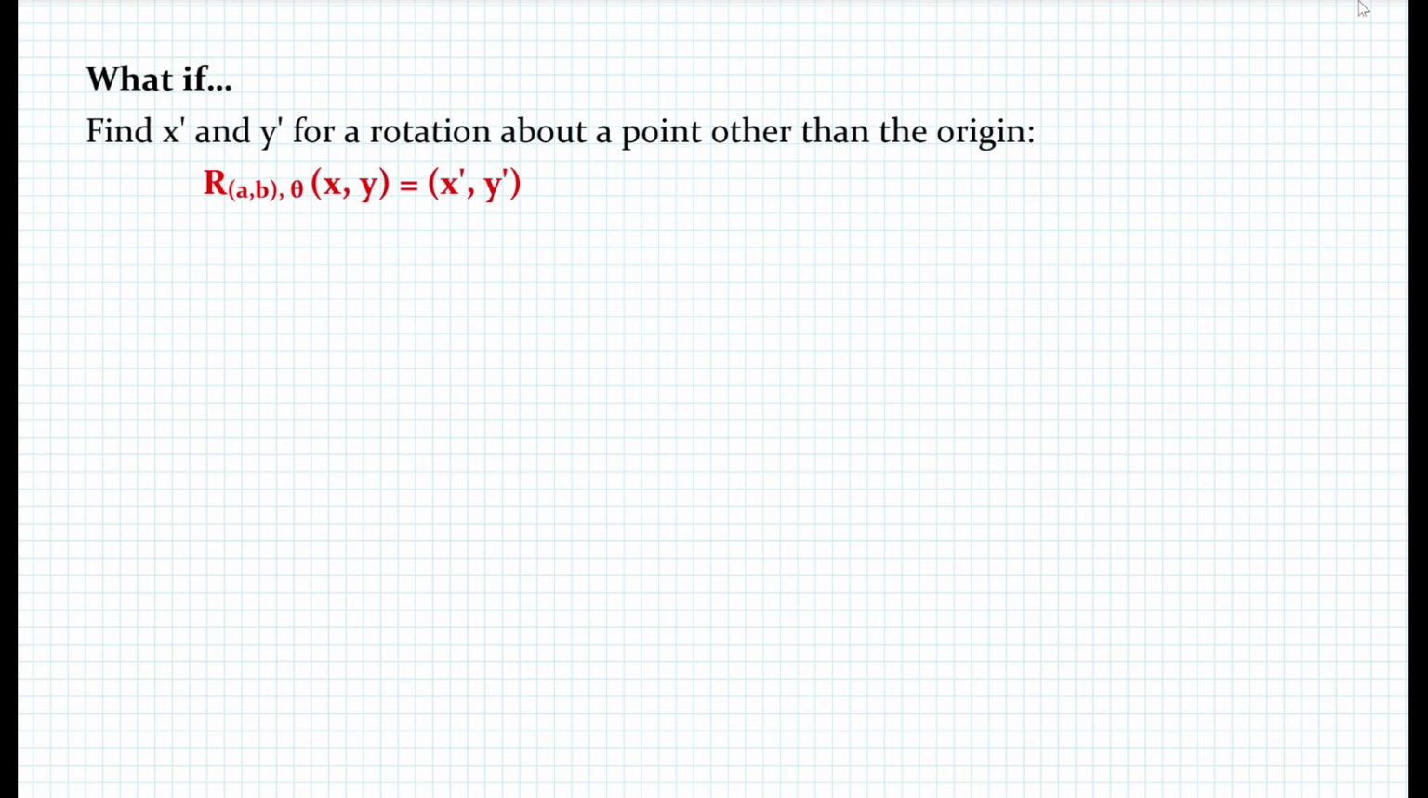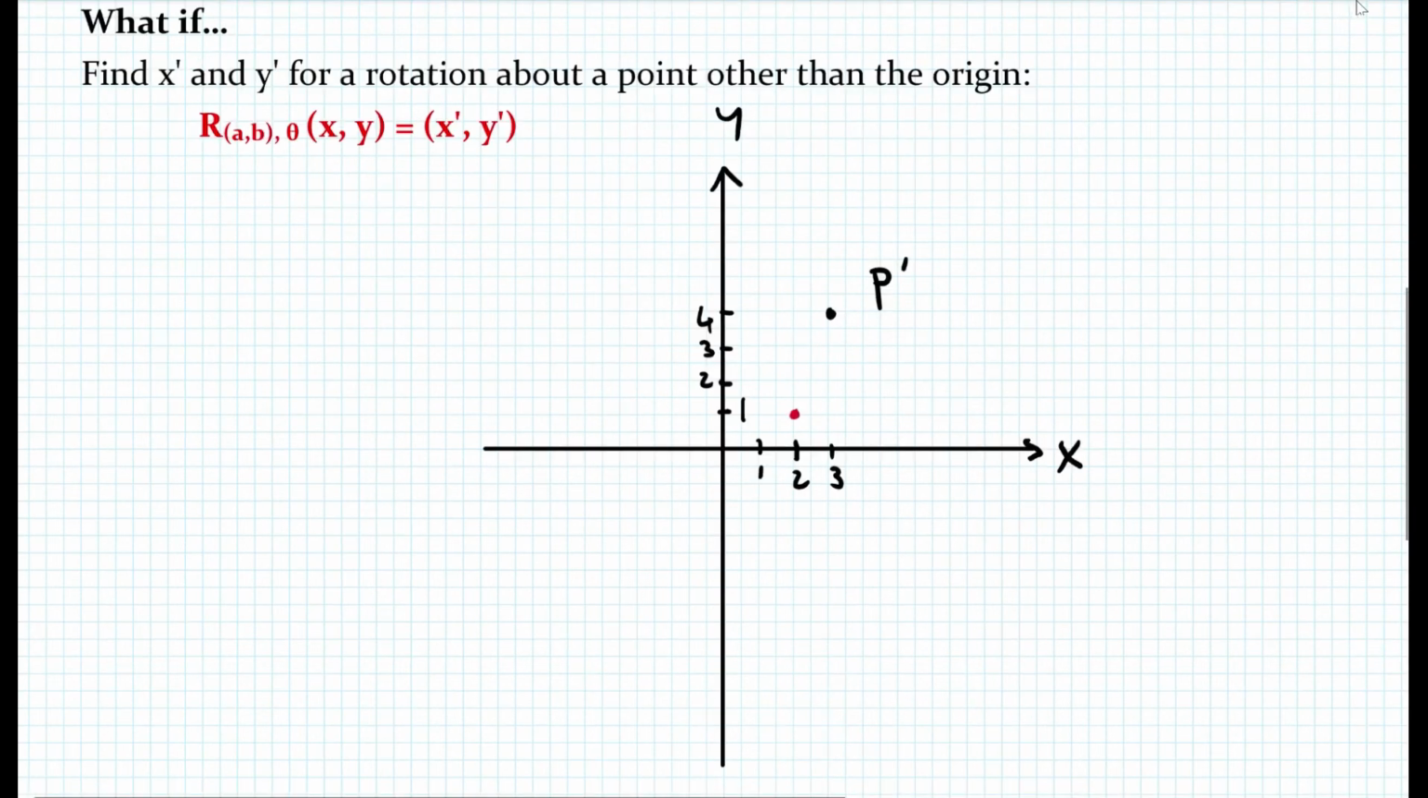So what if, let's say, we have a rotation of a point (x, y) by an amount of theta about a point other than the origin, let's say some arbitrary point (a, b)? And how would you find the image of that point, the image (x', y')? Well, let's sketch it out. So let's look at this example here.